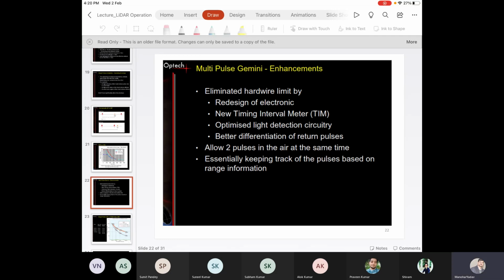So it is optimized light detection circuitry, with better differentiation of return pulses. And this has the capability to fire two pulses at the same time. It means the first beam is fired, the sensor doesn't wait for the return of that beam, it fires the second. After that, it gets the return of the first pulse.